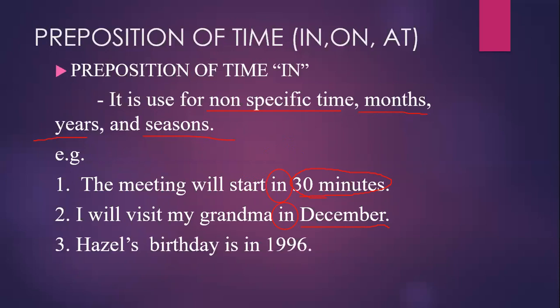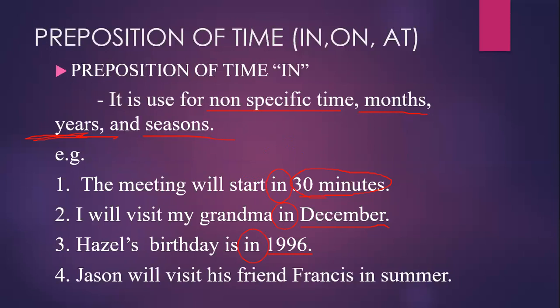Next, Hazel's birthday is in 1996. Here we use the preposition in because there is no exact date on when Hazel's birthday is. We are just talking about years, okay? When was Hazel's birthday? We do not know. It's just a year. It's not exact or it's not complete. Therefore, the preposition of time that you will be using is in, okay?